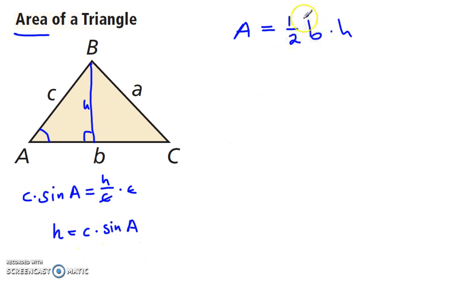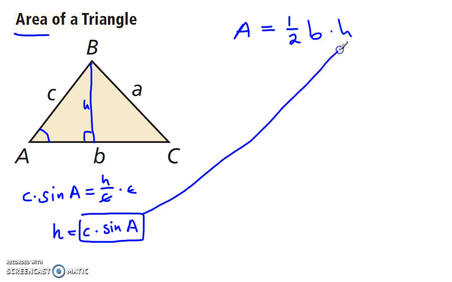Now, if I go back up here, I don't know the height, but I do know that the height is C times sine A. So now I can plug that in for the height and say the area of a triangle is 1/2 times B, we use B as the base, times C times sine A. Now this works with any two sides and their included angle. So I could go over here and say I could use sine C, use two sides and their included angle.